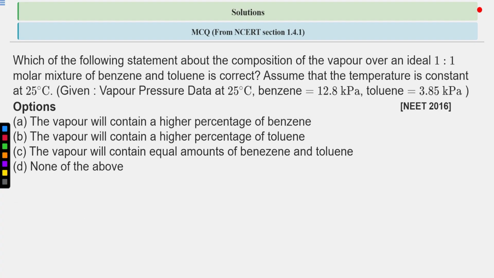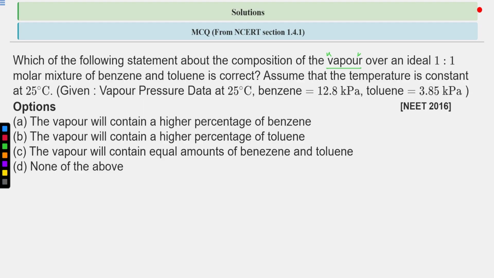Okay, so this question is again an MCQ question, and we have taken this from NCERT subsection 1.4.1. The question says, which of the following statements about the composition of vapor over an ideal 1:1 molar mixture of benzene and toluene is correct? So we are given an ideal 1:1 molar mixture of benzene and toluene, and you have to tell from the given options which statement is correct about the composition of vapor.